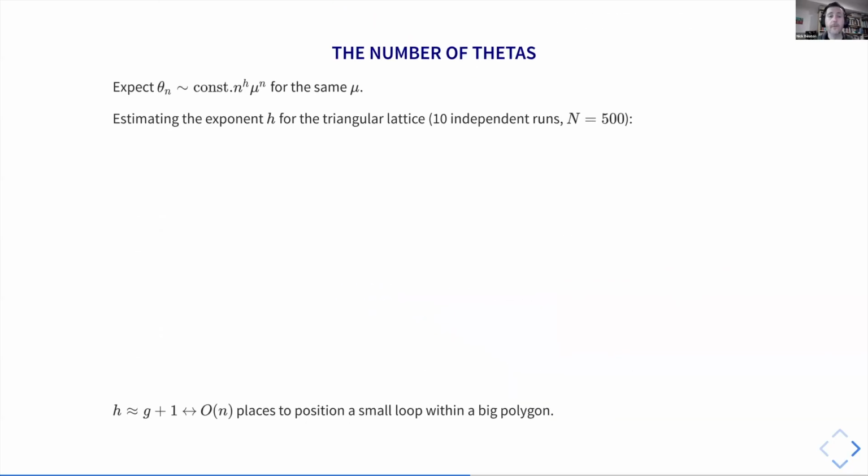Okay, so then on to thetas. So in the first instance, we might just want to count these things. And so we might say that the number of thetas should grow similarly. So it should have some constant factor. We should have the exponential growth rate where the mu is the same as it was for polygons. It's the connective constant of the lattice. And we've got some power law, which is n to the h for some value of h. And so what I really want to do is estimate this h.